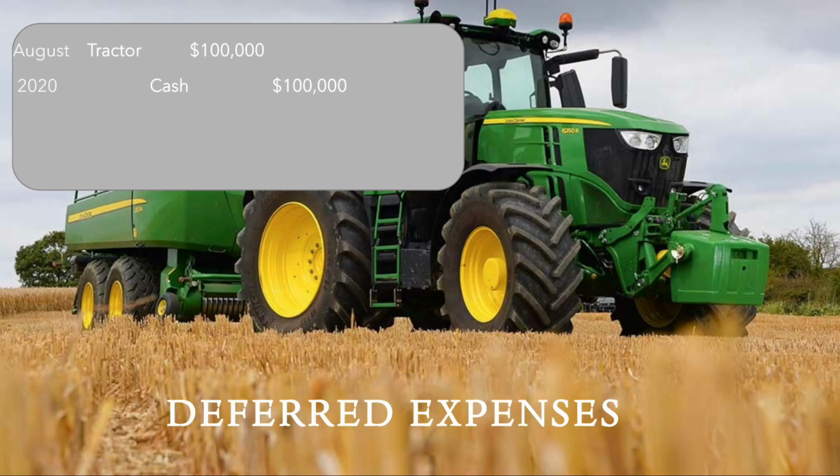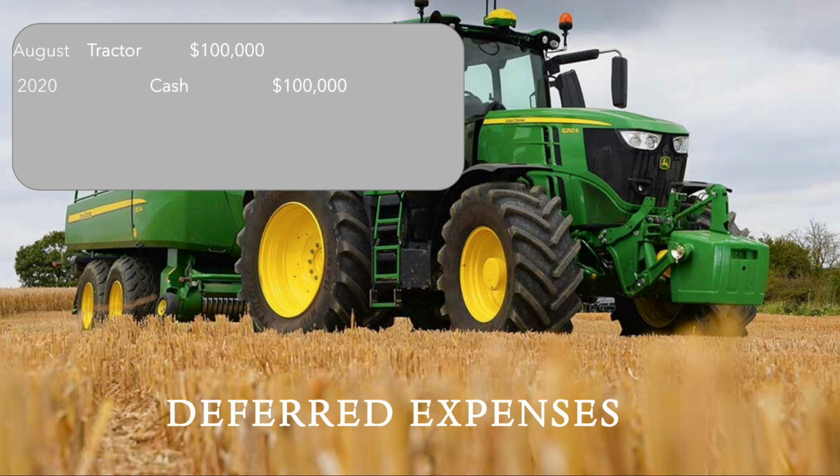Another example of an adjusting entry would be if a farming company bought a tractor for harvest in August. The farmer paid cash for this tractor, which is an asset. Unfortunately, the tractor depreciates in value at a rate of 5% per annum. The tractor was initially purchased for $100,000 and in a year had depreciated by $5,000.